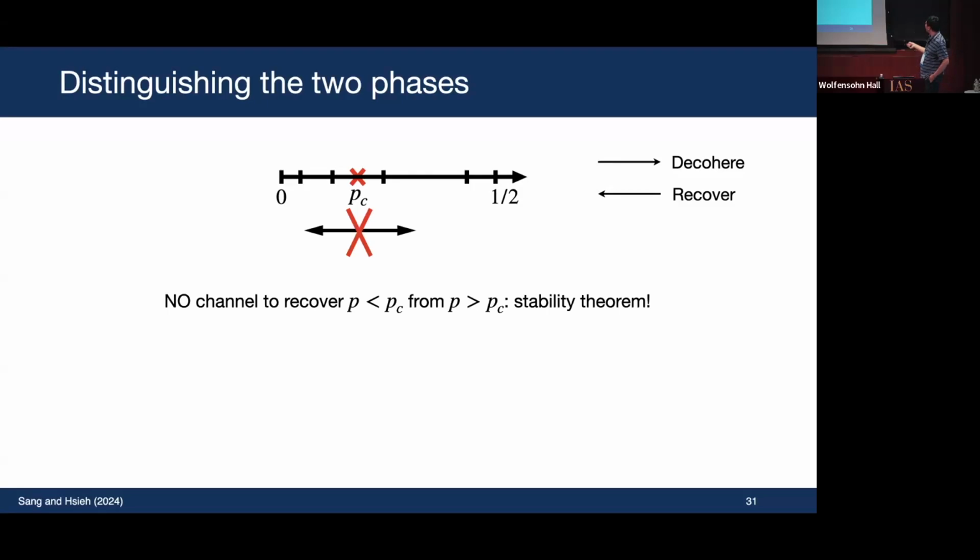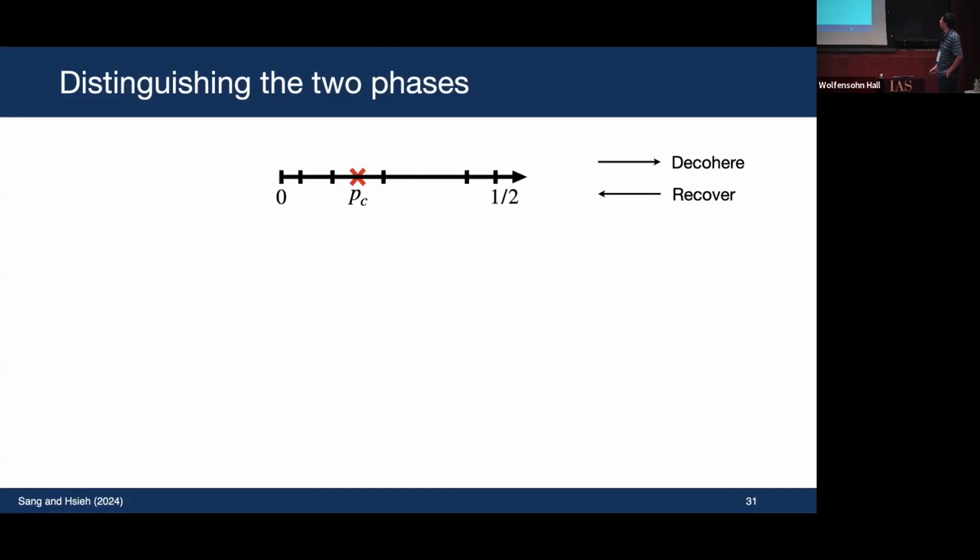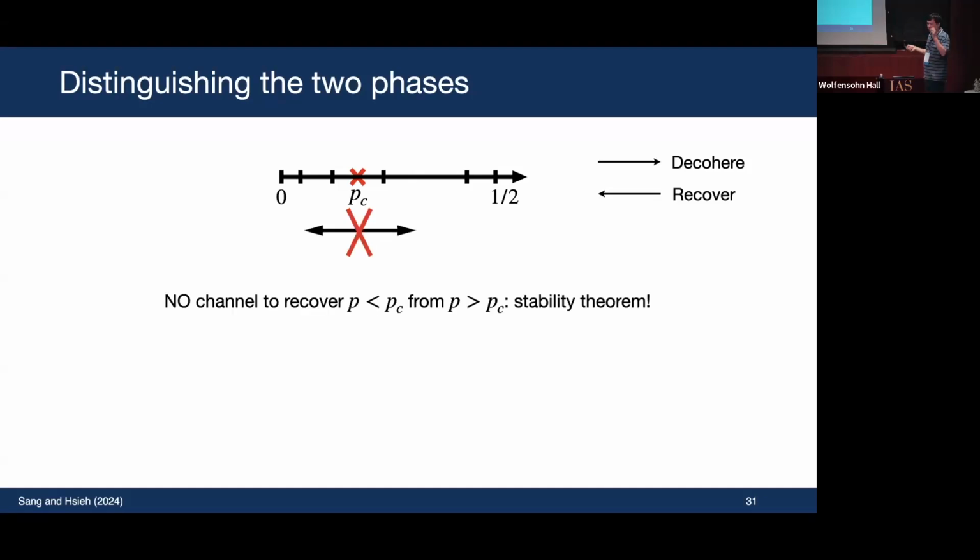And that's where we actually need a stability theorem with a quasi-local adjective in front. It turns out that even with a weaker bound, it covers this case. So one can show, using the stability theorem, that there's no channel to connect p greater than pc to p smaller than pc. So there's no way to connect these two in this direction. And that shows, well, that's the first thing we need.